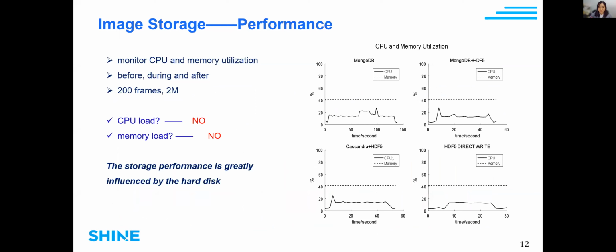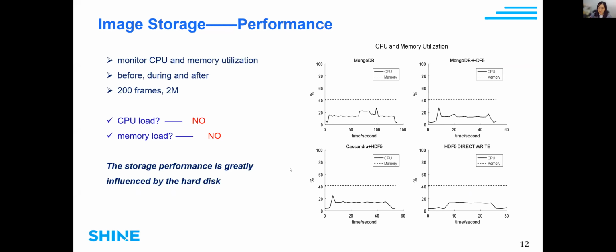We have also monitored the CPU and memory utilization before, during, and after the storage program running. Here are the test results. The CPU utilization is not the bottleneck limiting the throughput. The memory load is not the bottleneck either. So we can infer that the storage performance is greatly influenced by the hard disk. So far, we have found the optimal storage schema.